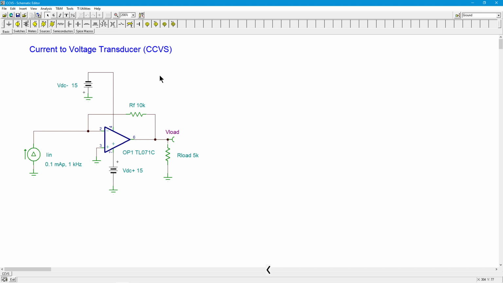Current controlled voltage source. So what I have here is a fairly stock standard BiFET op amp, a TL071, standard 15 volt power supplies. And you'll notice that there's just a single resistor out here. So this is based on parallel negative feedback.